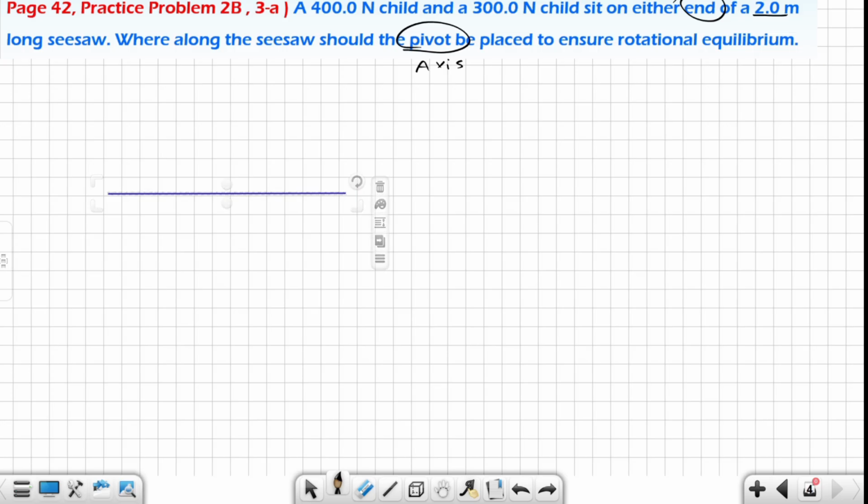To start this one, we will draw a straight line, and then I will draw the forces on either end. Now, I will draw the 400 Newton child on the right side, and the 300 Newton child on the left side. You can switch their places. It is not important. I know that the axis of rotation must be near the 400 Newton child, and it is all 2 meters long. But what's the distance? I don't know either of the distances.